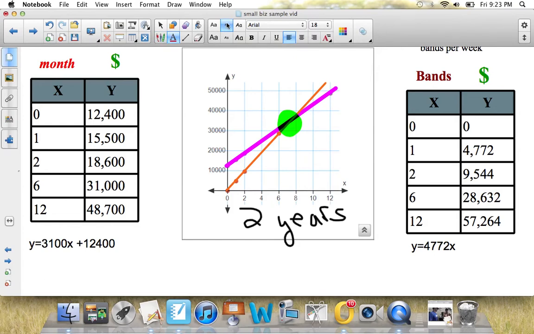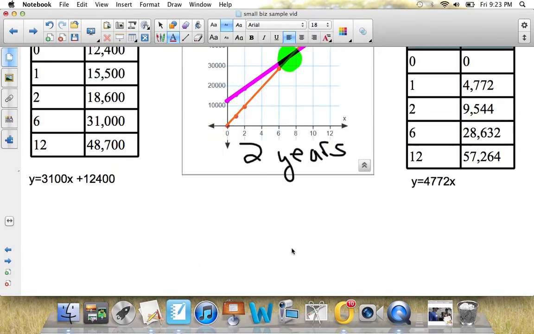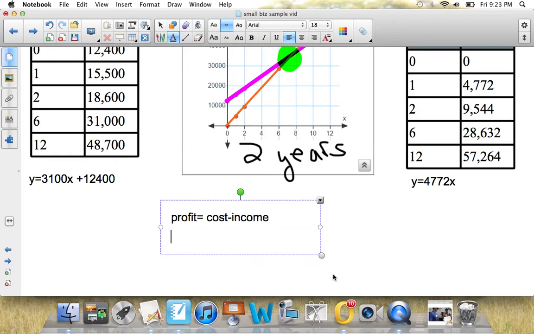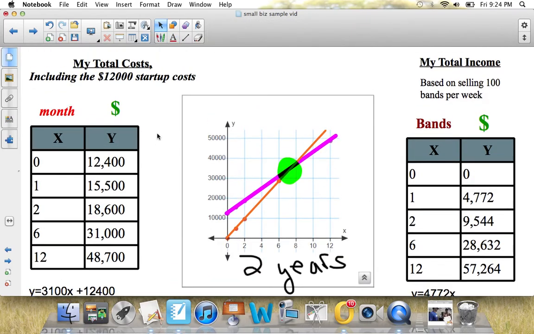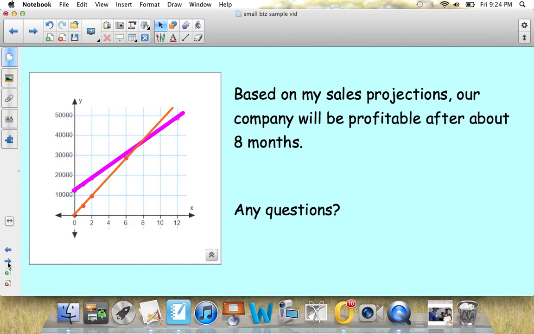So that equation is going to be the same for everybody. Profit equals cost minus income. Or is it profit equals income minus cost? I'll let you figure out which one makes more sense.